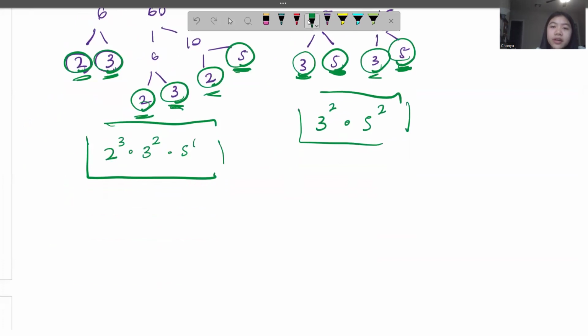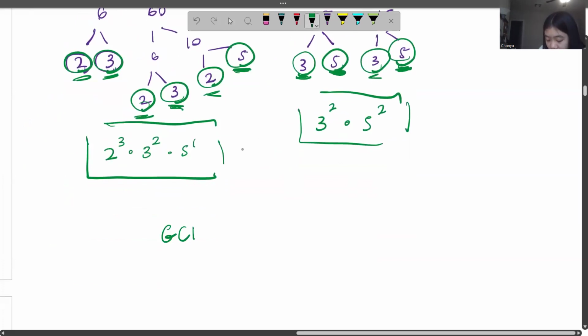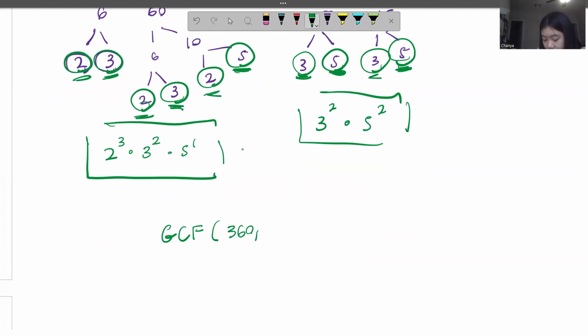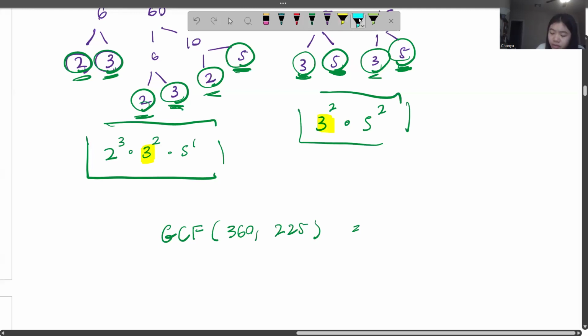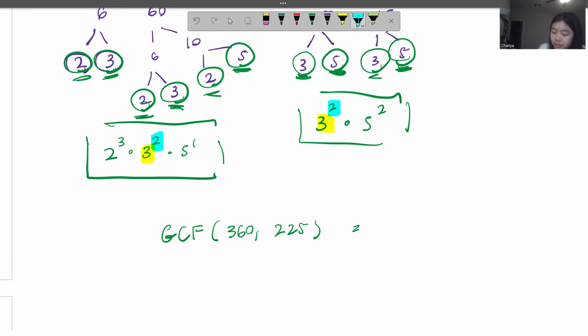Now, if I wanted to find the greatest common factor of 360 and 225, I would figure out which prime factors they have in common. You notice that they both have 3 to the power of something. So what's the highest power of 3 they have in common? Well, they both have 3 to the power of 2. So the highest power of 3 they have in common is basically 3 to the power of 2.